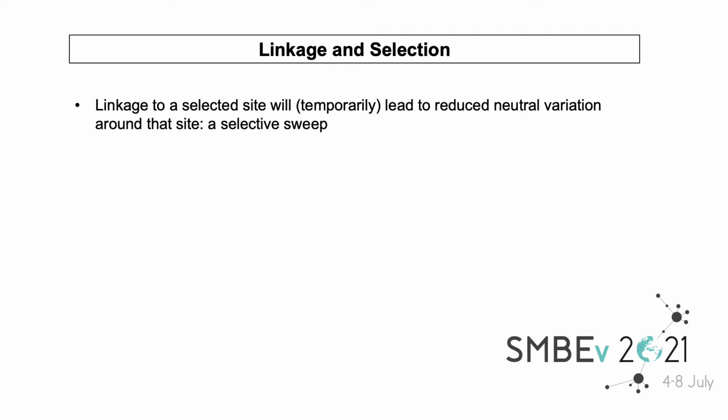When I began graduate school in 1988, the neutral theory was still pretty exciting and pretty new. After a brief bout of studying speciation genetics unsuccessfully, I switched over to working on what the rest of the lab was doing and began to study linkage and selection. The idea here is that linkage to a selected site will temporarily lead to reduced neutral variation around that site, a selective sweep. The reason for this is that the selected site fixes very quickly, and all of the neutral variants that are linked to it will also fix. So that results in an appearance of no variation around the site.